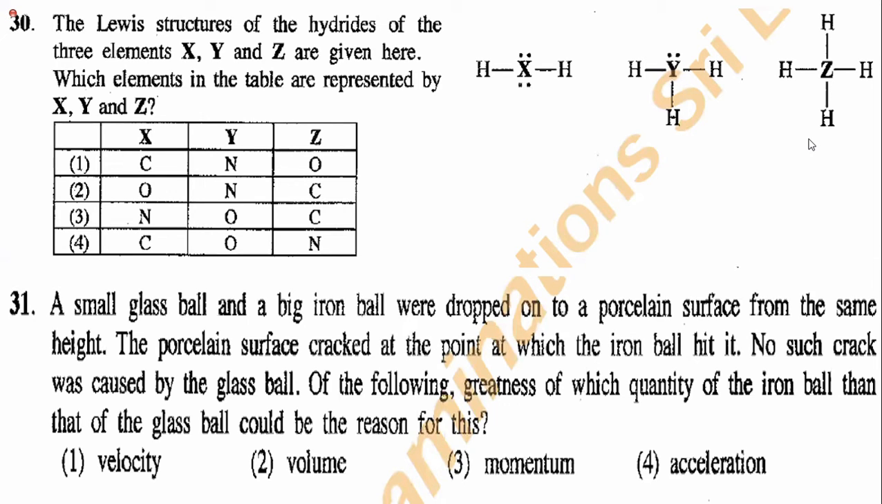Velocity is distance or displacement divided by time taken. Volume, normally we know the volume. Next, momentum is m into v, mass into velocity. Acceleration is in meters per second squared. So out of these four quantities, only momentum is related to mass. So the third one, momentum, is the answer here.